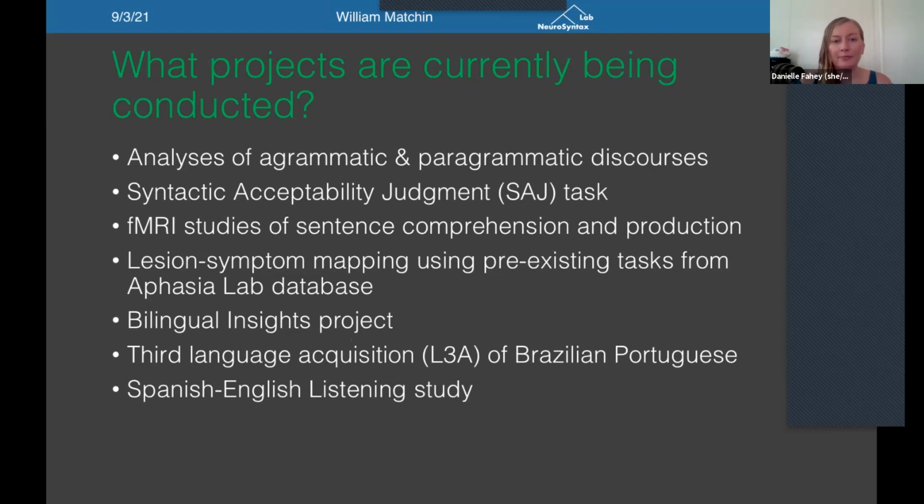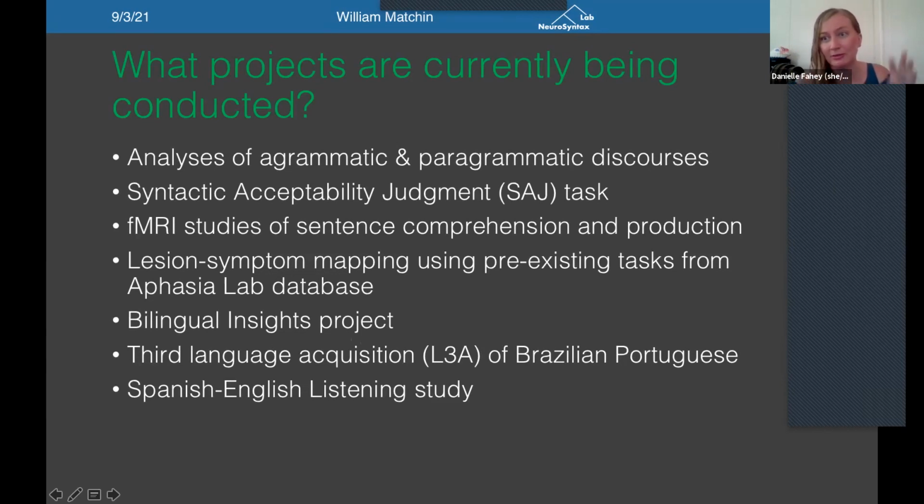Yeah, so the 3 other ones are really focused on bilingualism. There's the Bilingual Insights project. This project, we're currently norming the words, which means we're testing them to make sure that they're appropriate for the study in basically a smaller behavioral experiment.